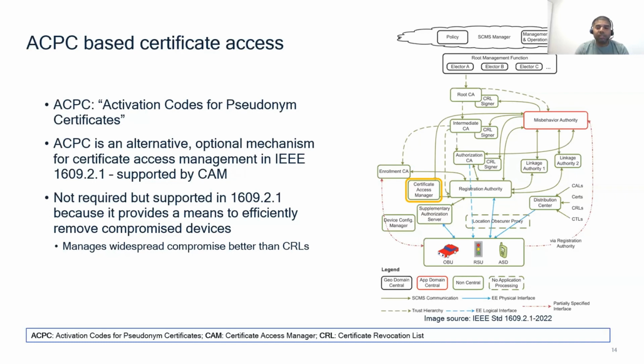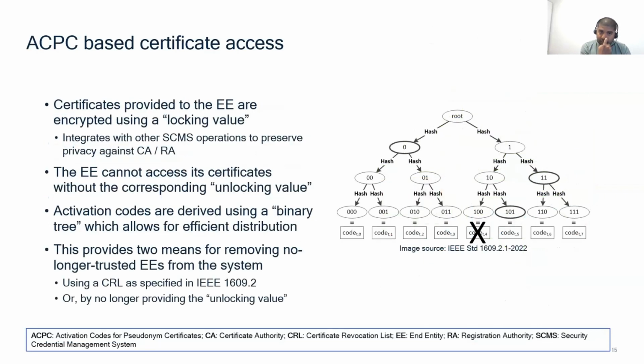This has the ability to handle widespread compromise much better than the existing mechanism of CRLs. This is at a very high level how the ACPC-based certificate access works. The certificates that are provided to the end entity are encrypted using a locking value.